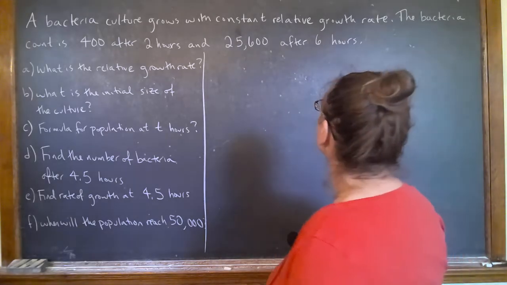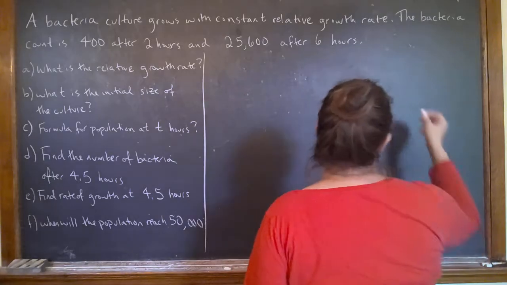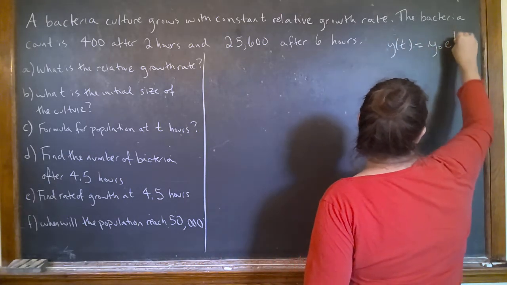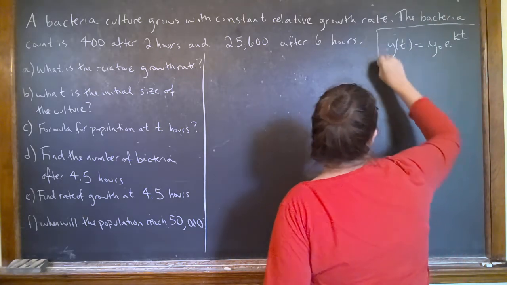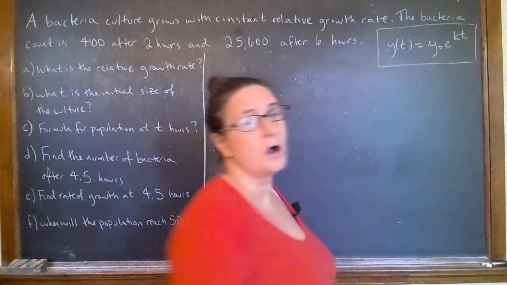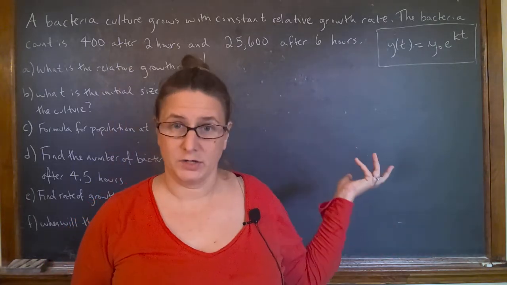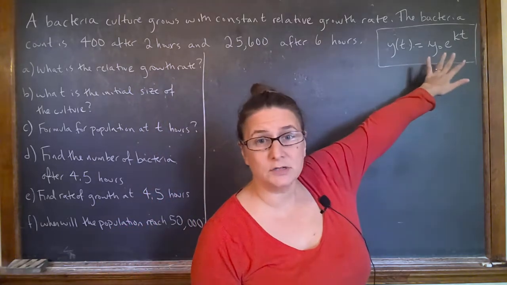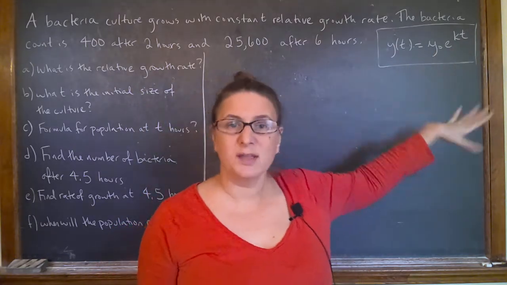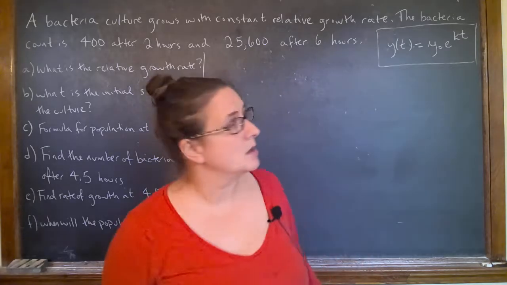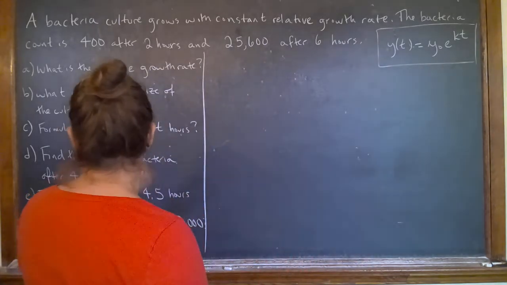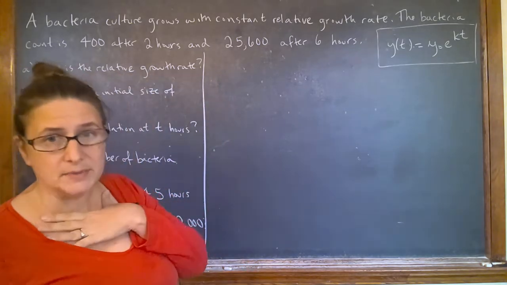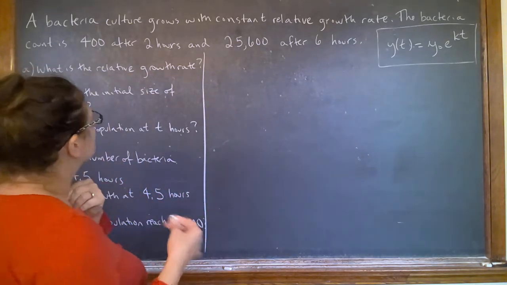Because if it has a constant relative growth rate, that's going to tell you that Y of t is Y naught e to the kt. So all these things are based on that equation. Y naught is the initial population. They didn't give us that, but we can figure that out. In fact, that's the second question, but the first question is, what is K? Which is always going to be the first thing to figure out. So, what is the relative growth rate?